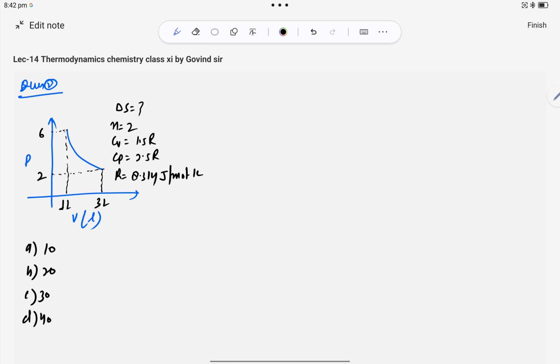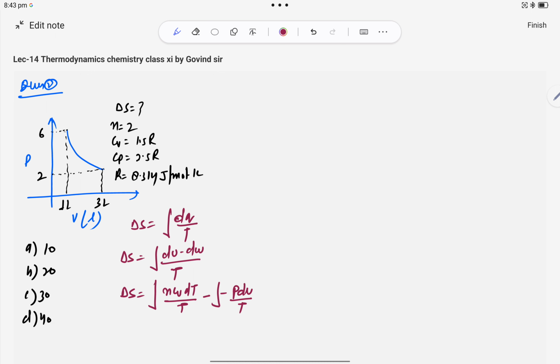So children, pressure versus volume graph is given. n is equal to 2. Then what do we know? We know the formula. Delta S is equal to dQ upon T. Then again dU plus dW. Again and again I am writing so that you can easily understand. nCV dT upon T minus PdV upon T. Here this value will be 0 because it is an isothermal process.